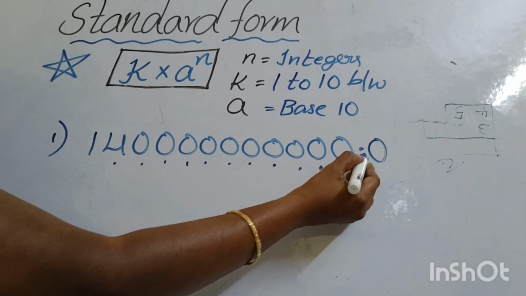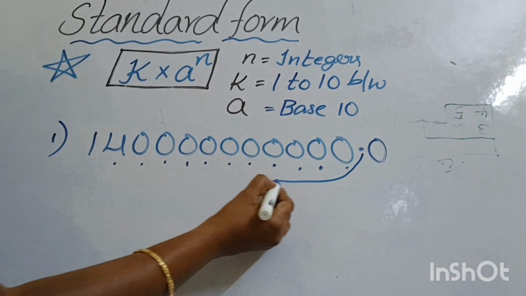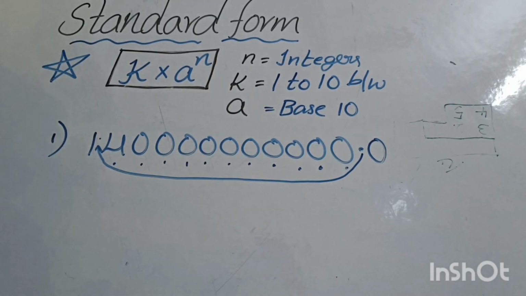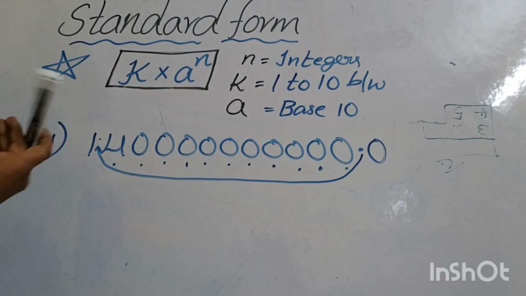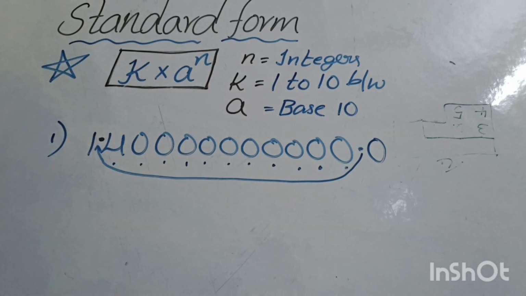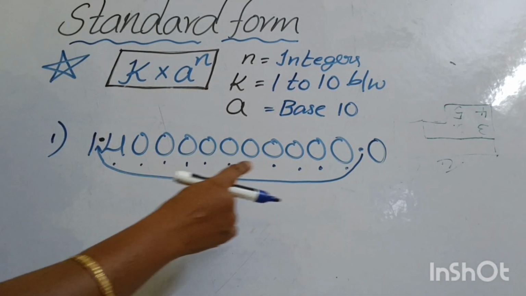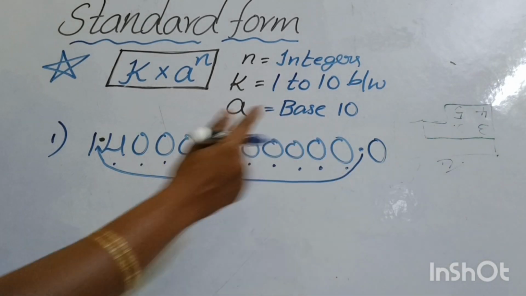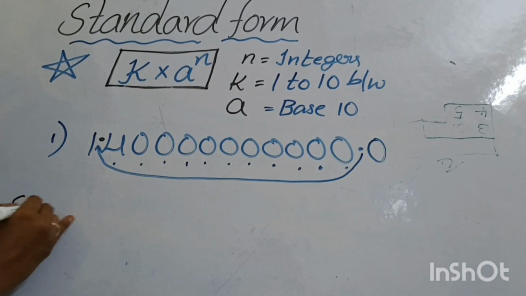How many steps do I have to move? I have to move 11 steps, and I have to keep the decimal point here, right? See, now I am going to keep the decimal point here. So how many steps did we go back, children? Total 11 steps. Clear? So now see how to write the answer finally.